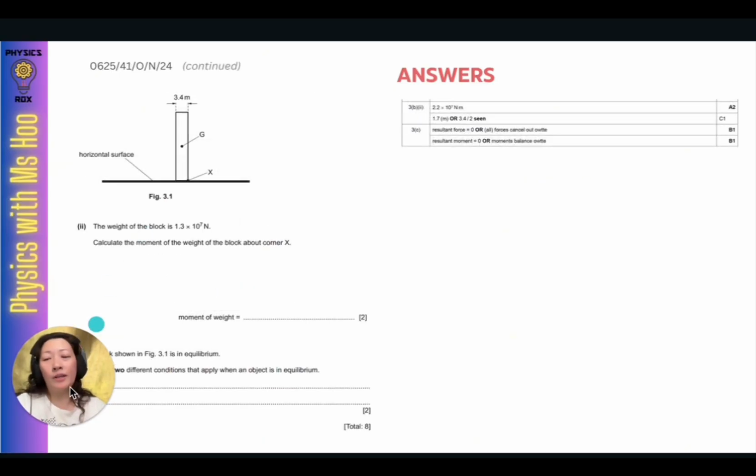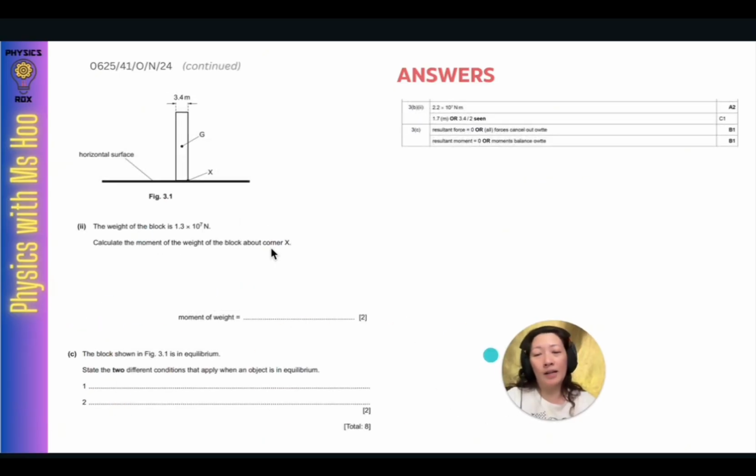For question B2, they're asking you to do the calculation. As we've already discussed, you need to do the calculation and write the answer here in the space provided. Make sure you write the working out just in case. If you got the correct answer, of course, you'll get 2 marks.